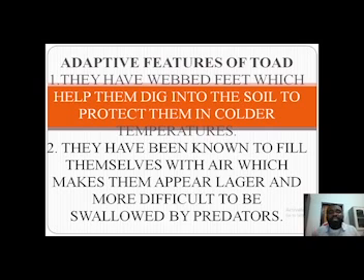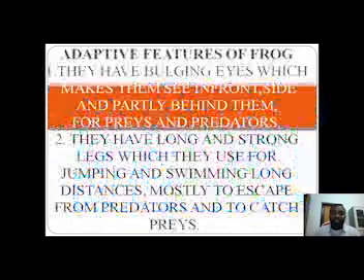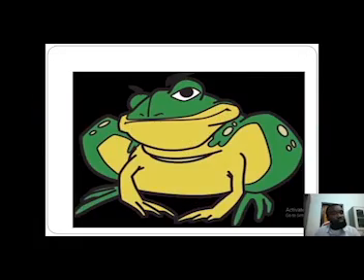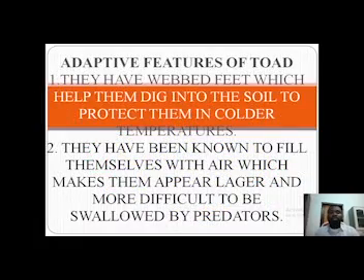Now, they have been known to fill themselves with air, which makes them appear larger and more difficult to be swallowed by predators. You see toad is not like frog. Frog is still frog, the size of frog, but see the size of toad. Toad is bigger. They have that tendency to blow larger, like this.